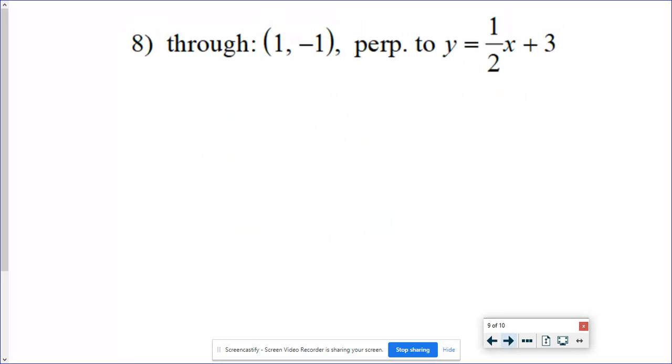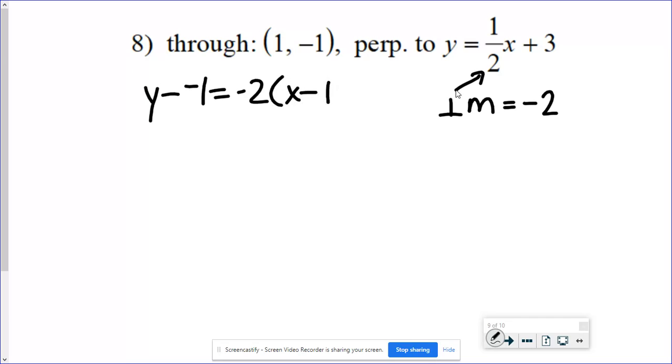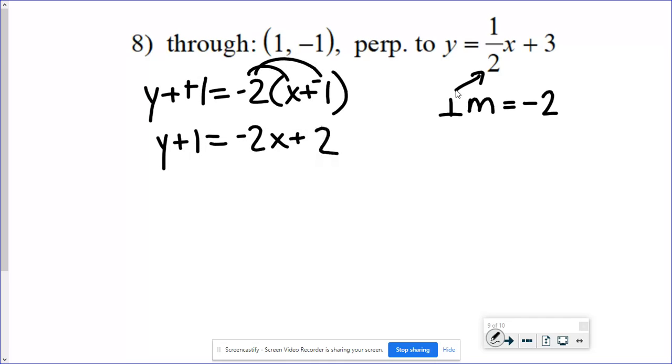Here we go. Last one of these. This time, this will be a nice slope to work with. The slope of this line is 1/2. The slope of a perpendicular is going to be a -2/1, or just -2. So y minus my y number, m times x minus my x number. So I have y plus 1 equals -2x plus 2, and then we'll get rid of the 1.